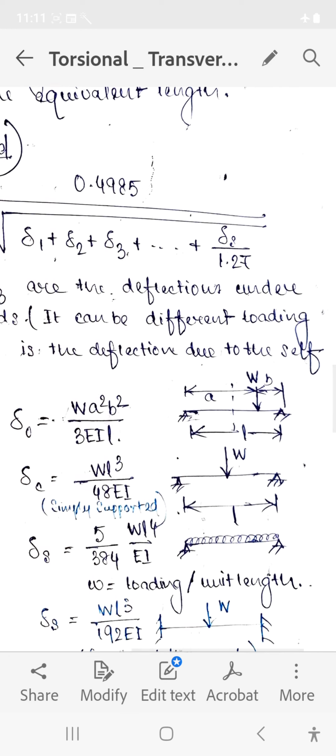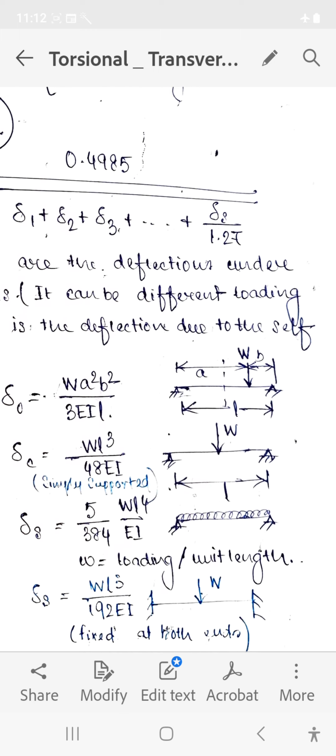Now with the self weight, when a uniformly distributed load is given throughout, it will be 5 by 384 WL to the power 4 by EI. Here W is not the total load, this is the loading per unit length. Otherwise, you see, the dimension here would be L cubed, but it is L to the power 4. That small w is the load per unit length.